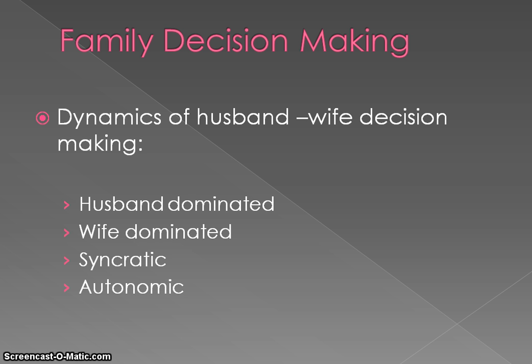In case of syncretic decision making, both of them will make a decision, and they will work together in the decision making process. In your autonomic decision making process, they will have an agreement, or else they will have an understanding. Husband will take a decision, wife will understand it, and then she will accept it. When wife takes the decision, husband will understand it and he will accept it. That is actually called your autonomic decision making process.